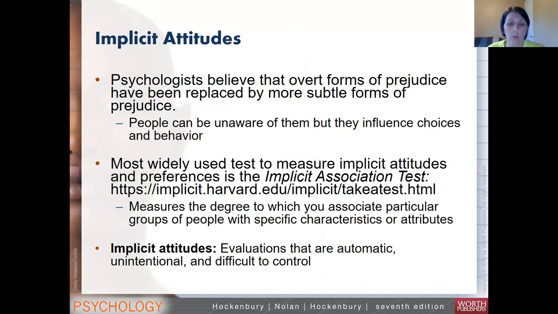It gets to the idea of implicit attitudes. And so you can kind of see to what degree you associate particular groups of people, and that's your implicit attitude toward that group based on their attributes or characteristics. The idea is the more people we can educate on implicit attitudes, the more we're able to think about what we're doing and actually control them and potentially fix them in each other and in ourselves. Hopefully we can recognize when we're behaving a certain way and realize, okay, where is that coming from?